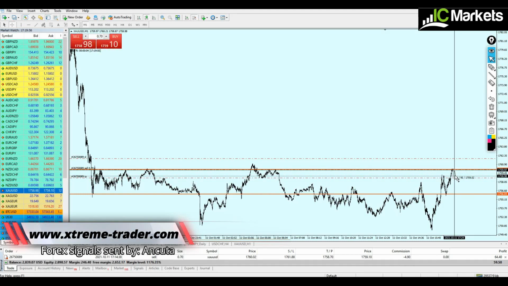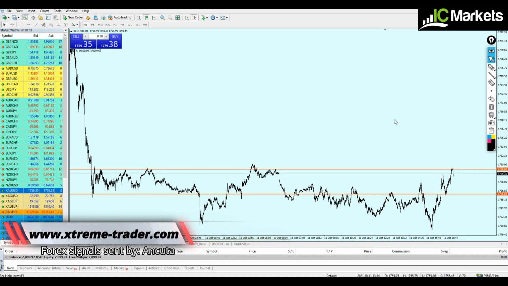As you can see, right now it's running in 10 pips of profit, $60 of profit. I'm going to close it right now and just exit. Now, the next trade is almost ready.